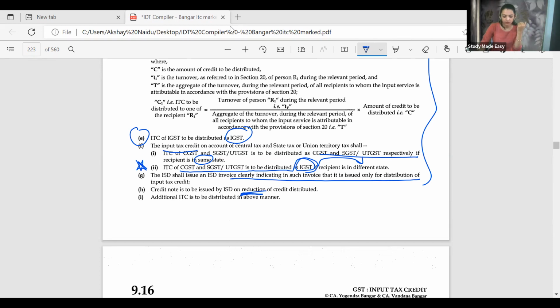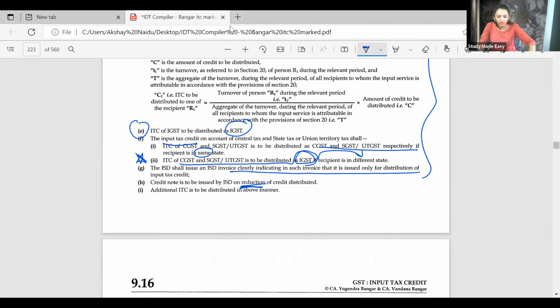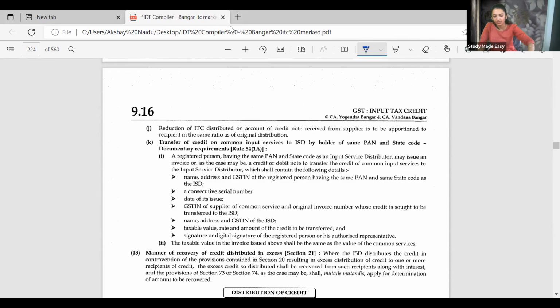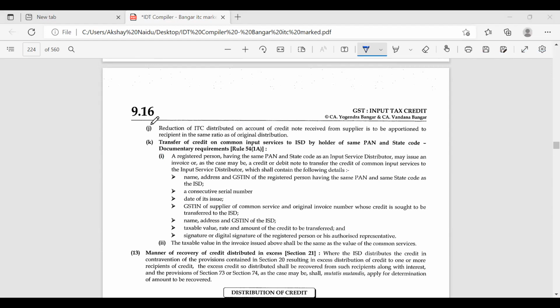Understood? Now additional ITC to be distributed in above manner. That we have already discussed. Whatever ITC you are having, that distribute in above manner. Jana, you can't understand G wala point. That ISD ka invoice clearly indicate it is for credit distribution. I haven't read that. Okay. Understood. Go for I. Go for I.